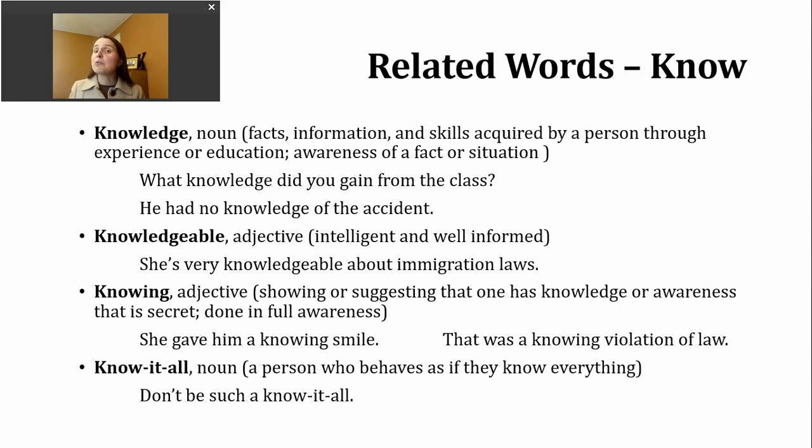Another adjective that you might hear is knowing. That was also our progressive form of the verb. You might hear this used two different ways, so we'll look at each definition separately. The first way to use the adjective knowing is showing or suggesting that one has knowledge or awareness of something that is a secret. Here's an example of that. She gave him a knowing smile.